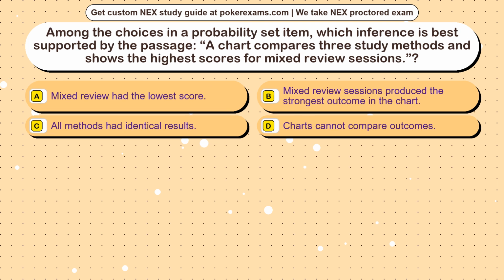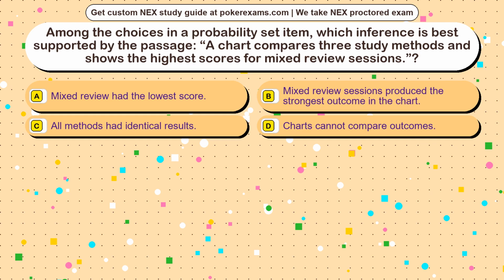Question 15. Among the choices in a probability set item, which inference is best supported by the passage? A chart compares 3 study methods and shows the highest scores for mixed review sessions. Option A, mixed review had the lowest score. Option B, mixed review sessions produced the strongest outcome in the chart. Option C, all methods had identical results. Option D, charts cannot compare outcomes.